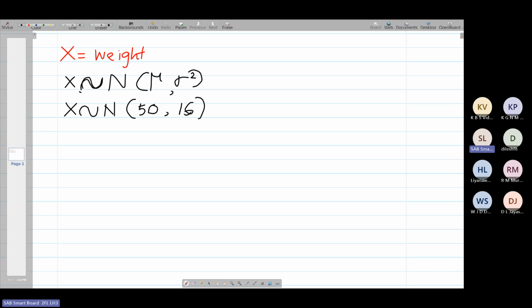What is the median in this given distribution? 50. Why? Mean, median, mode, all three are equal. This is a characteristic here. The middle point represents all three central tendency measurements. It means all three are equal.